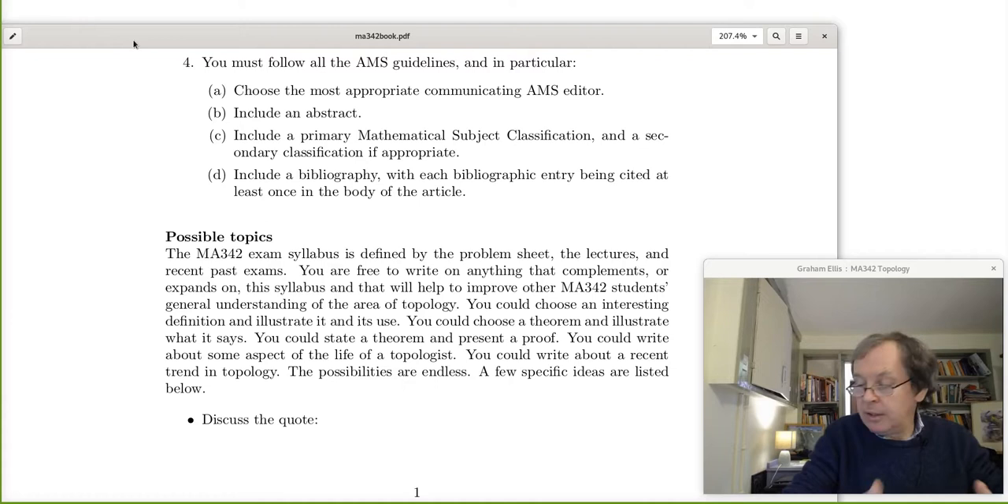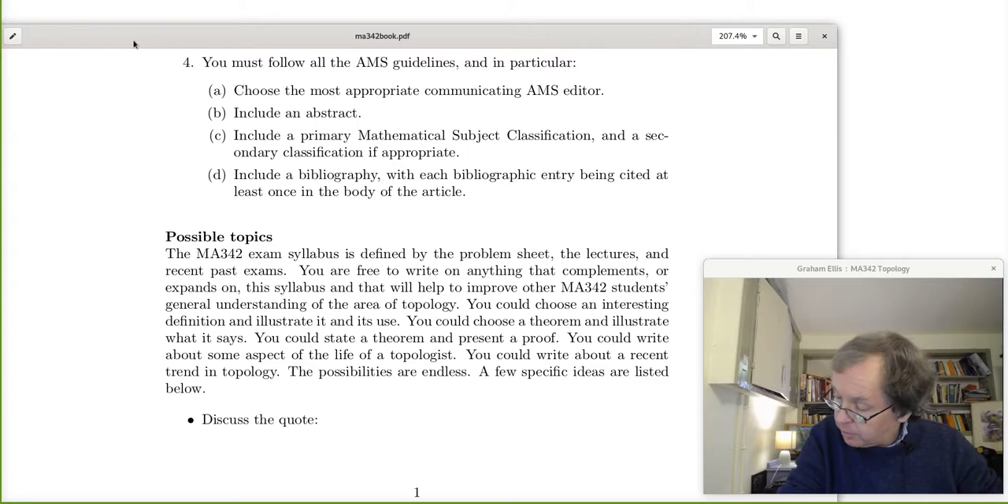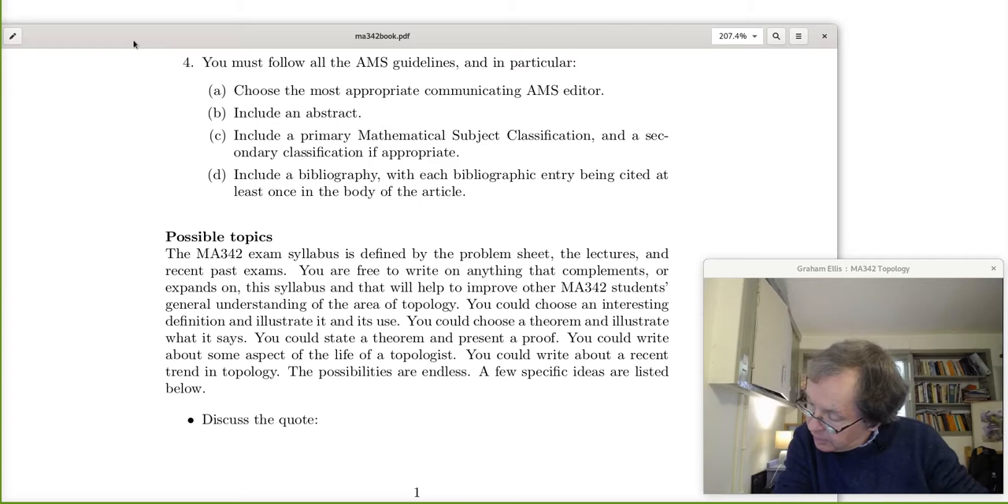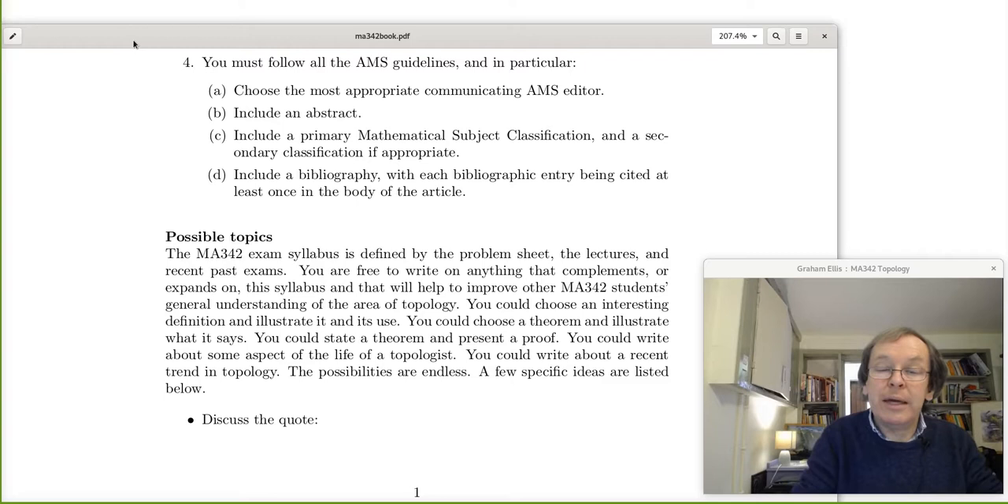And then what do you write about? Well, anything which complements the module. I'm a bit reluctant to give ideas, because what will happen is I give some ideas and loads of people will use the few ideas that I give. But any idea is fine. Just to give you a flavour, you could choose an interesting definition and illustrate it, because a lot of deep mathematics is based on an appropriate definition.